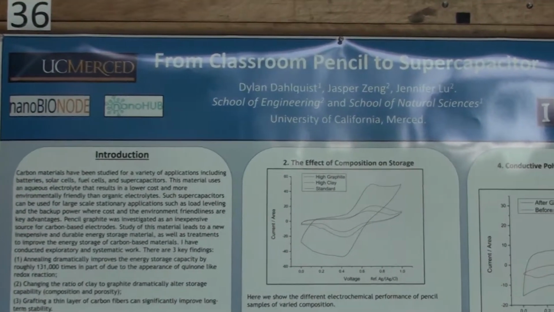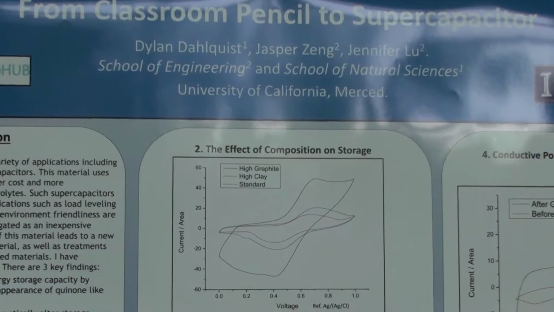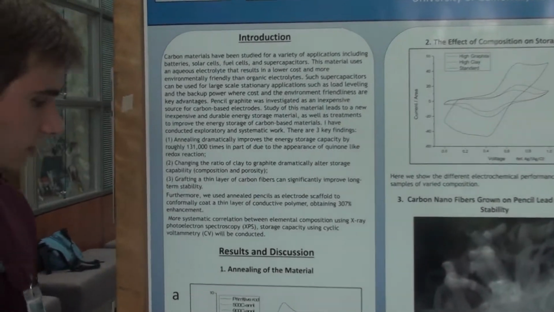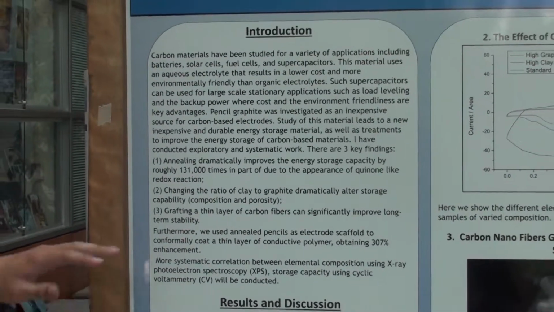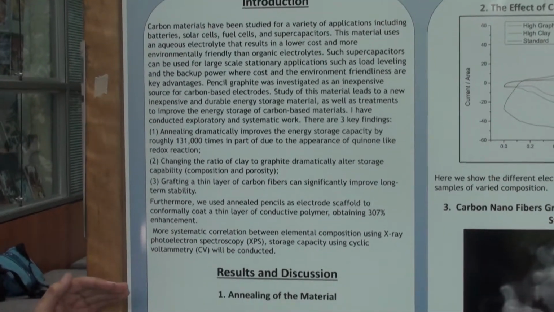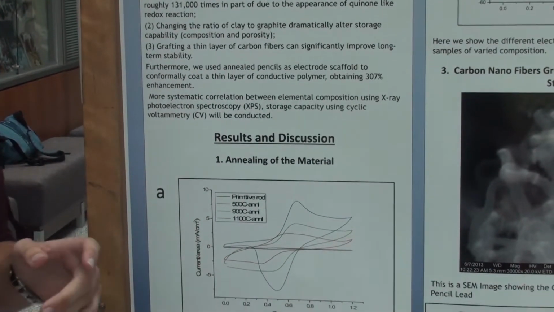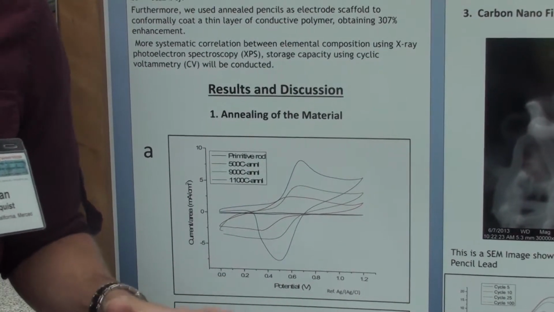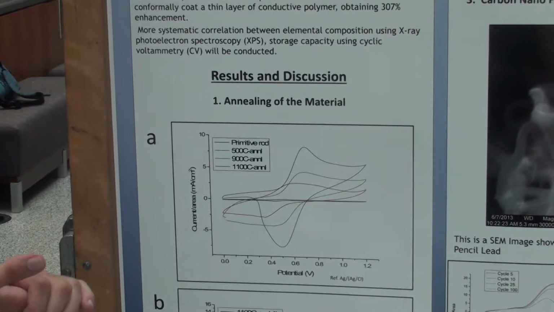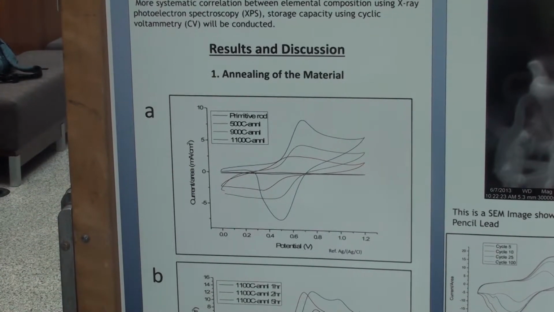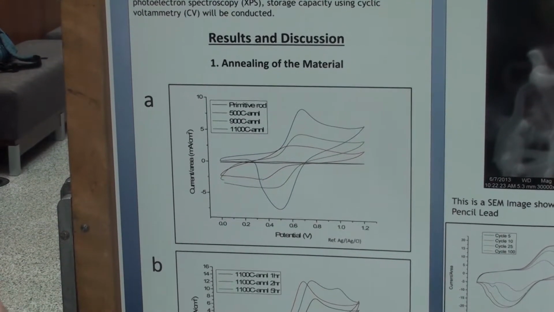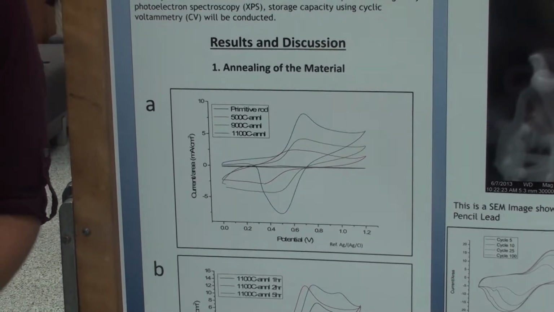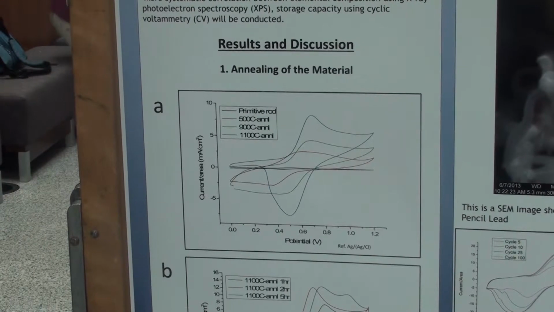So here we see a couple of the different treatments that we've performed thus far. First off, we have our annealing treatment, which we found that if we take the graphite from a pencil, put it into a furnace with flowing argon, and anneal that sample at 1100 degrees Celsius for 5 hours, we see a 130,000% increase in the capacitance of that material.